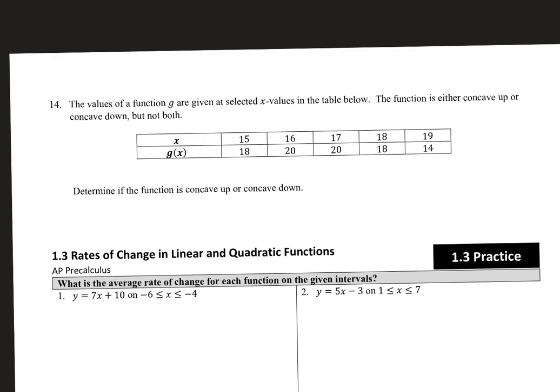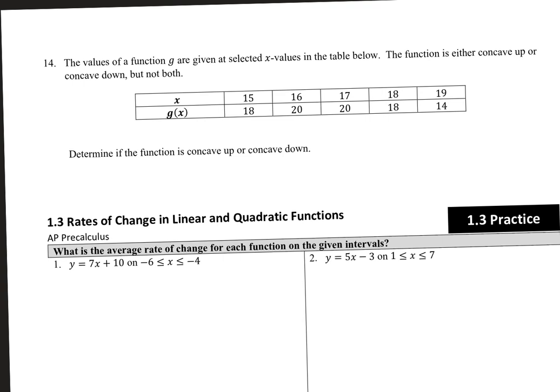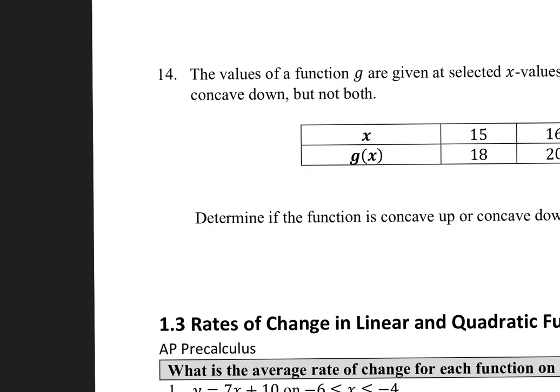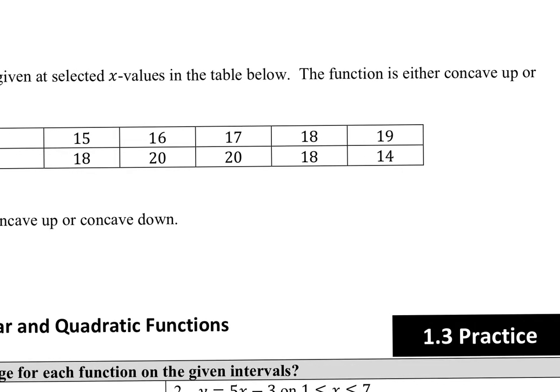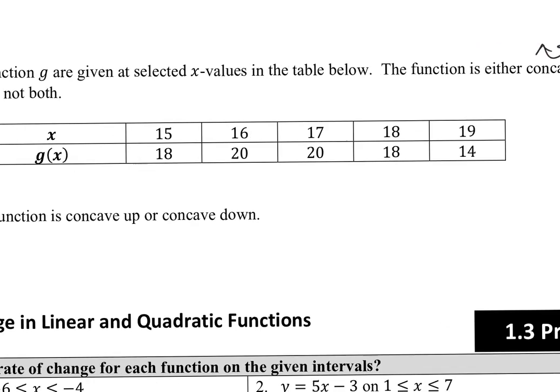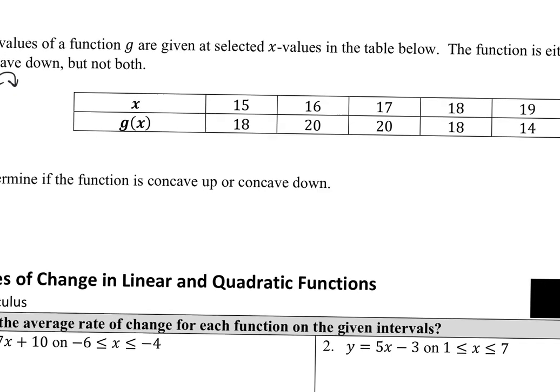So on this one, it says the values of a function are given at selected x values in the table below. The function is either concave up or concave down, but not both. Determine if the function is concave up or concave down. Let's just quickly talk about what that means. So concave down looks like this. Concave up looks like this. So I think they're trying to tell us we're dealing with some kind of quadratic. It either opens up, concave up, or opens down and is concave down.